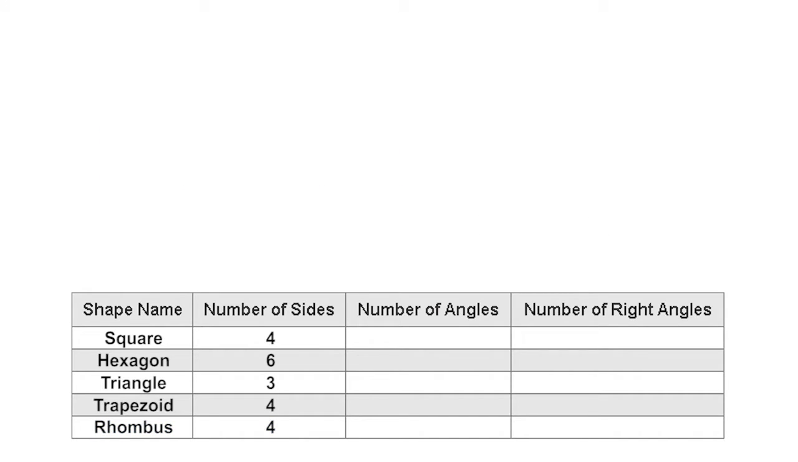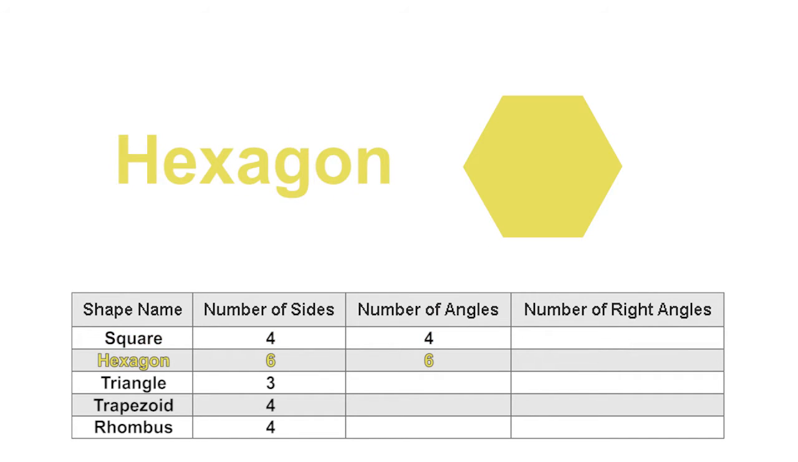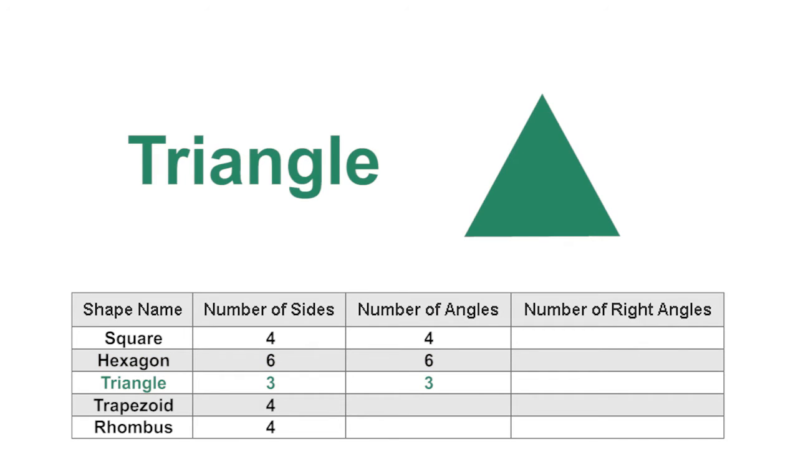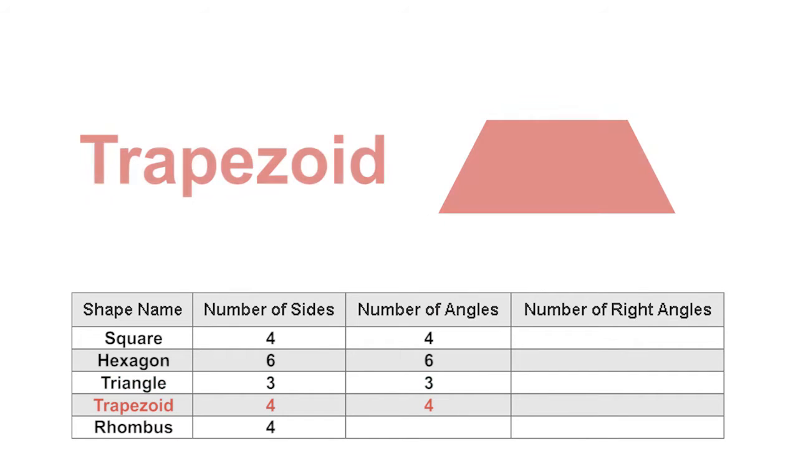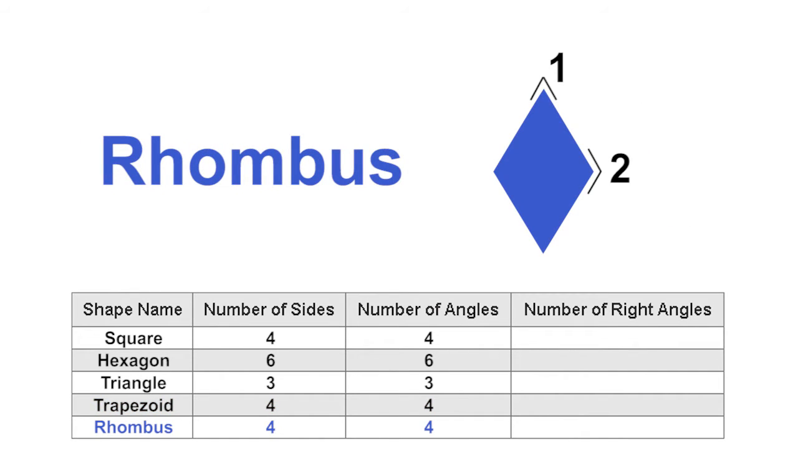Now we will identify the number of angles for each shape. The orange square has 1, 2, 3, 4 angles. The yellow hexagon has 1, 2, 3, 4, 5, 6 angles. The green triangle has 1, 2, 3 angles. The red trapezoid has 1, 2, 3, 4 angles. And the blue rhombus has 1, 2, 3, 4 angles.